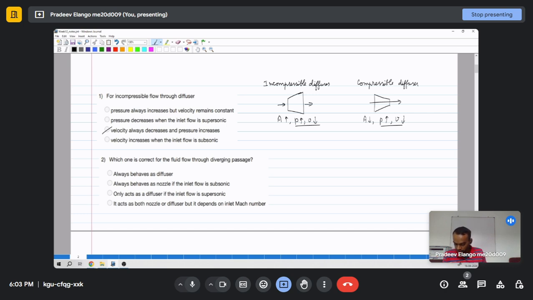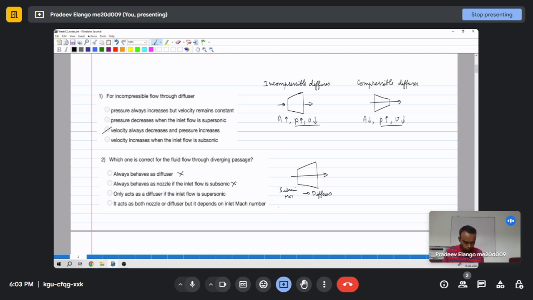Next question: which one is correct for fluid flow through a diverging passage? So it is a diverging passage. "Always behaves as a diffuser" is not true, because it changes based on the flow regime, compressible and incompressible. "Always behaves as a nozzle if the inlet flow is subsonic": if the inlet flow is subsonic, that is Mach less than 1, this section will act as a diffuser. But here they have given that it acts as a nozzle, so that is false.